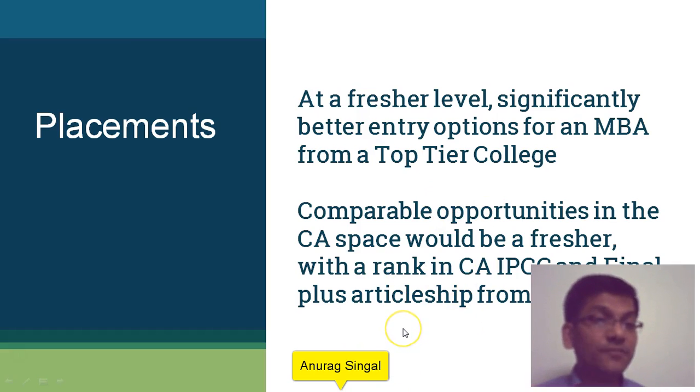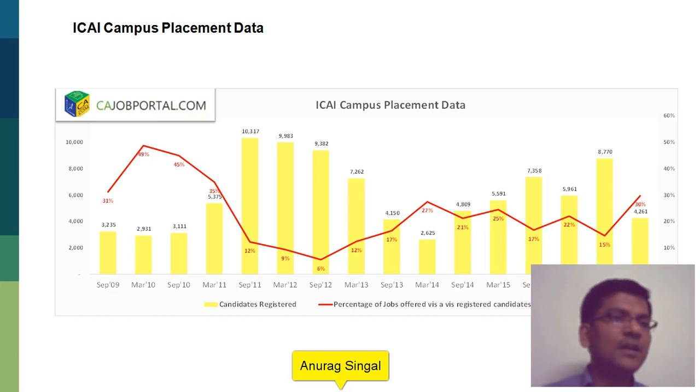But this will be a very small segment. Even among the 50 rank holders, hardly 20 in each term will get such premier jobs. Then it simply drops to 12, 10, 9, 8 lakhs per annum. There, the difference is the MBA because of significantly streamlined placement opportunities. So this is the ICAI campus placement data.